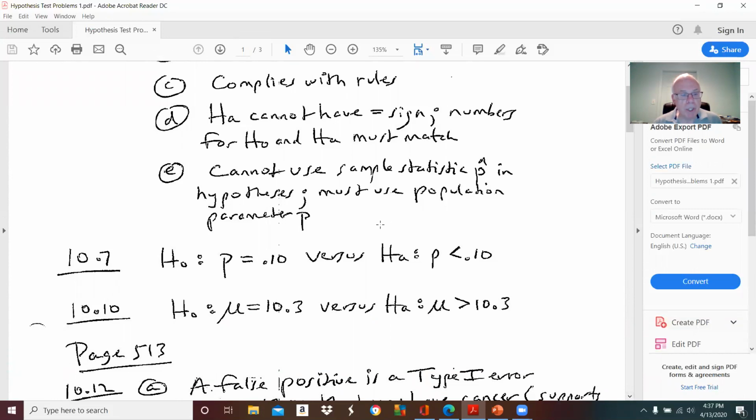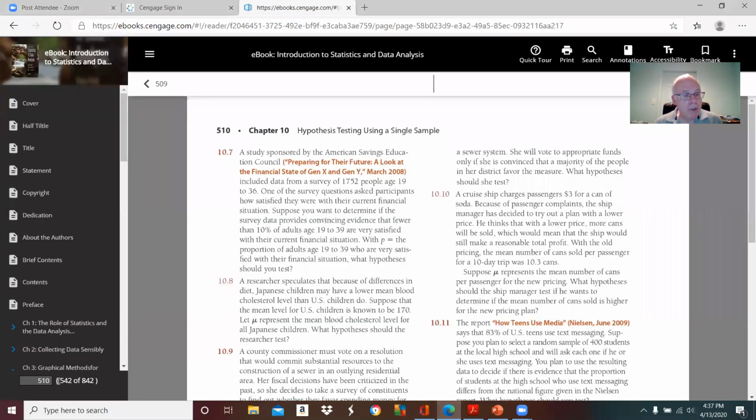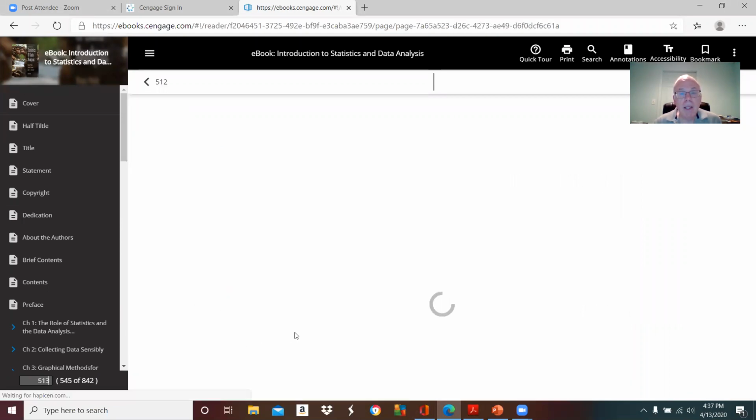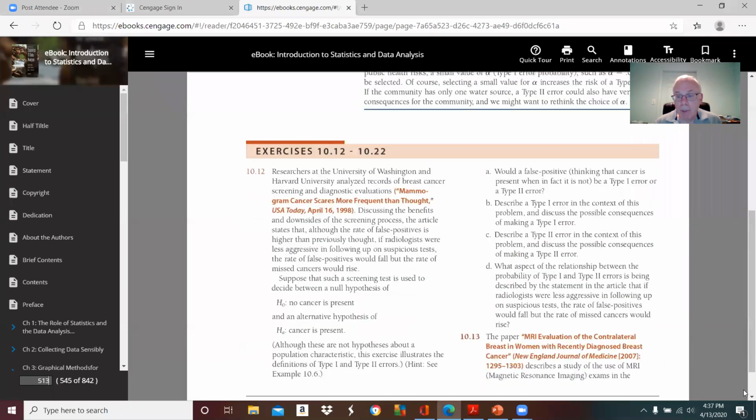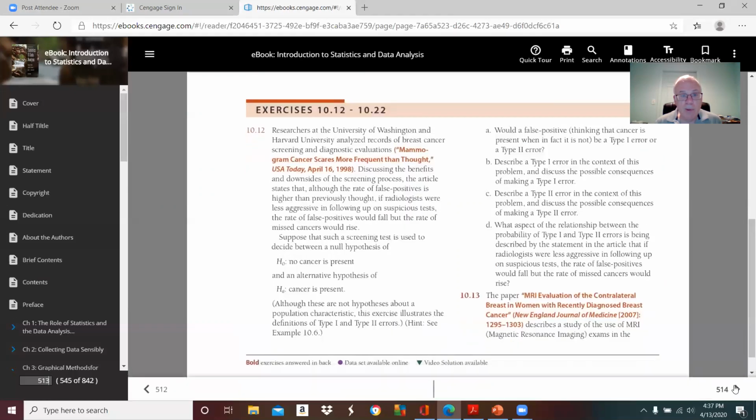All right, so we'll now go to page 513 and go to number 12. So 513 and number 12. Okay, that's the first one here. It says researchers at the University of Washington and Harvard University analyzed records of breast cancer screening and diagnostic evaluations.